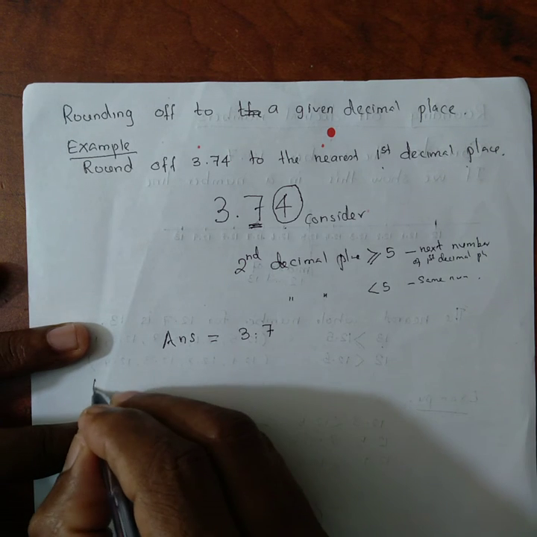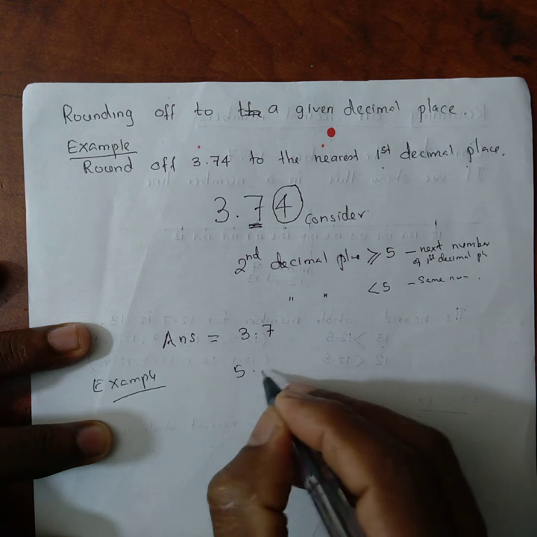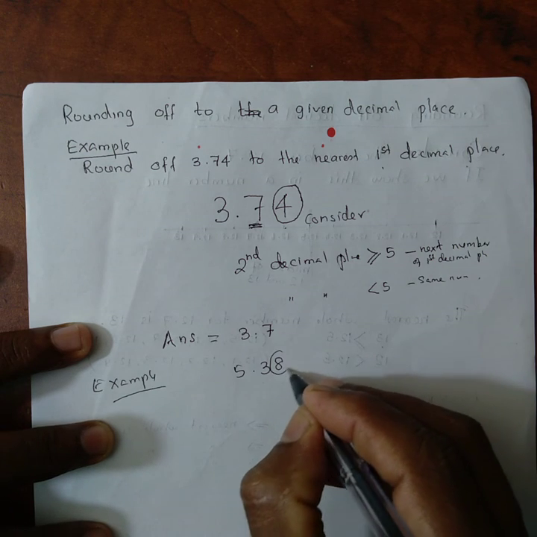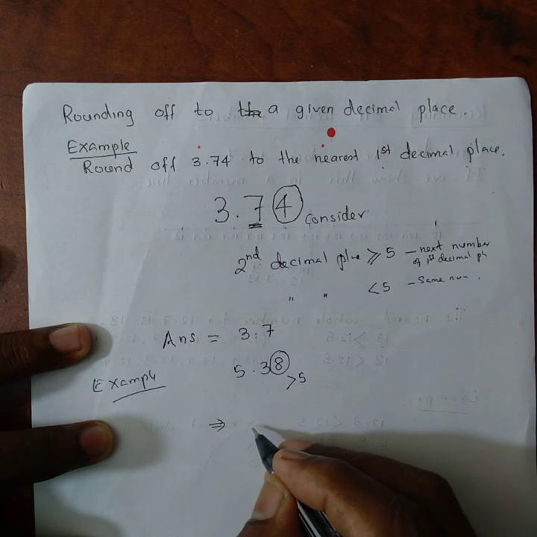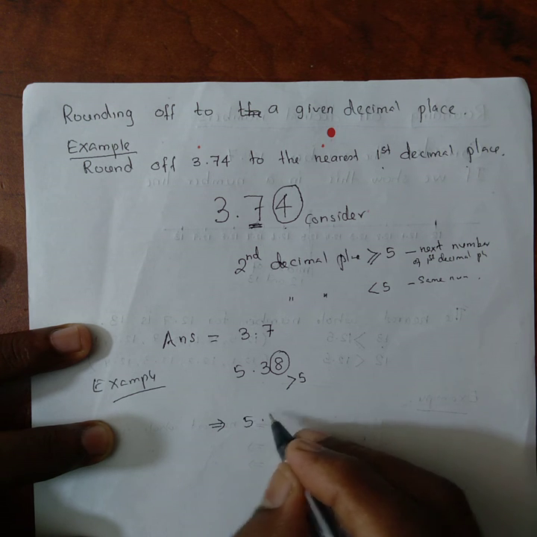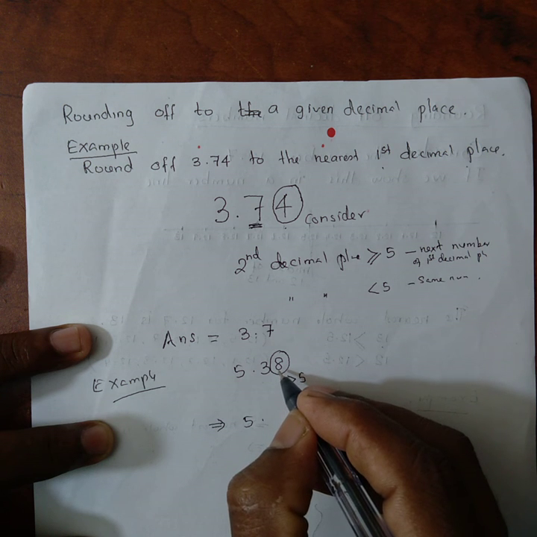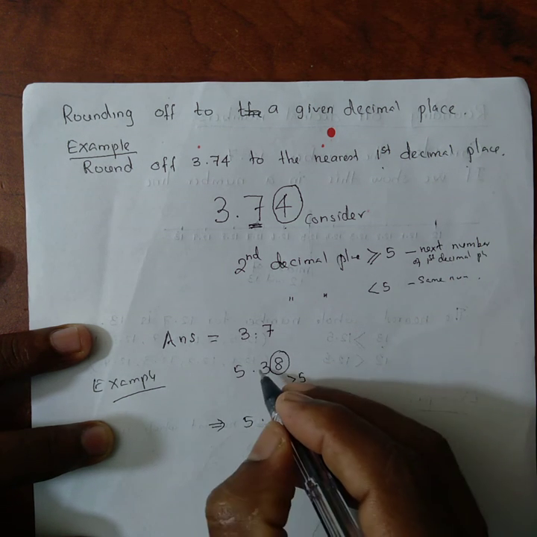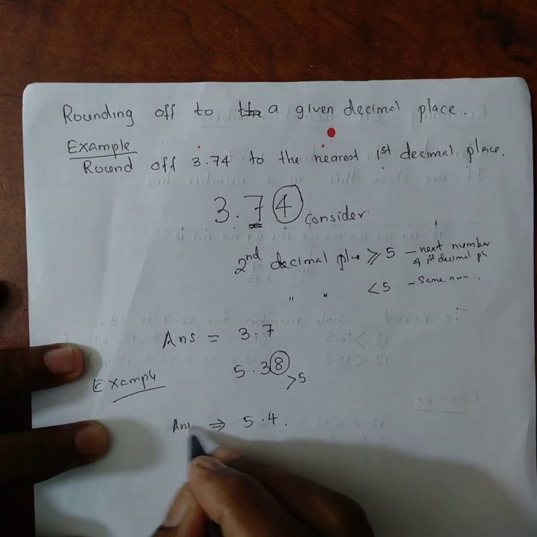For an example, say you have 5.38. This is more than 5. So the answer you get when you round off to the first decimal place is 5.4. Since it is more than or equal to 5, you should add 1 to the next number, so 3 becomes 4.